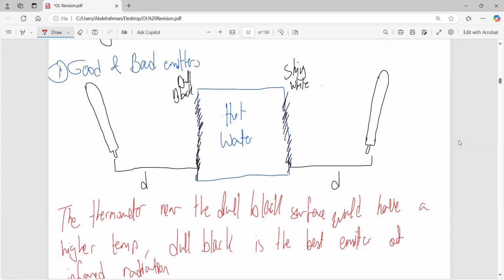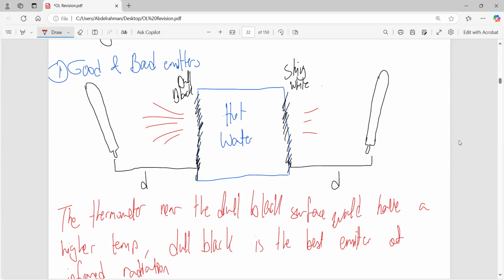It's giving off infrared radiation. The amount of infrared radiation given off by the dull black is much greater than the amount of radiation given off by the shiny white. Shiny white is giving off some infrared radiation. Again, you cannot stop the infrared radiation. Even if you add a shiny white surface, and a vacuum or whatever, this shiny white surface again cannot prevent it.